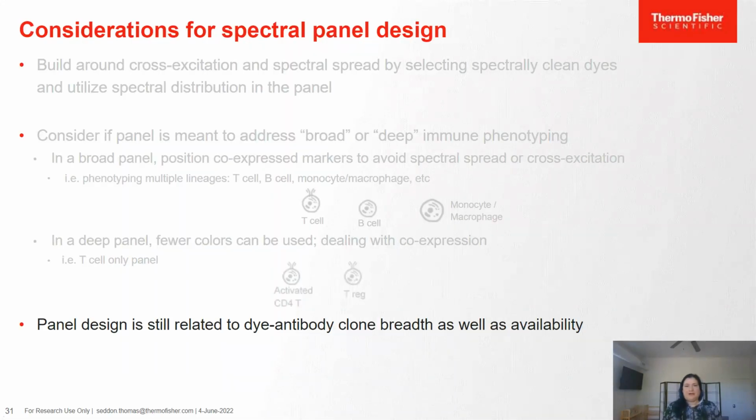In addition, panel design is still related to dye, antibody clone breadth, as well as availability. And so what do I mean by that? If, say, your favorite antibody is only available in 3 colors and you've already used up those colors in your panel, you will have to think about a new way, even if you've built a better panel. And then, of course, we've all been dealing in the pandemic with availability issues. So you may have built the best panel in the world, but if you have to wait on that antibody, sometimes you have to switch gears. And so it's very important to think about how you plan for that in your experiment.